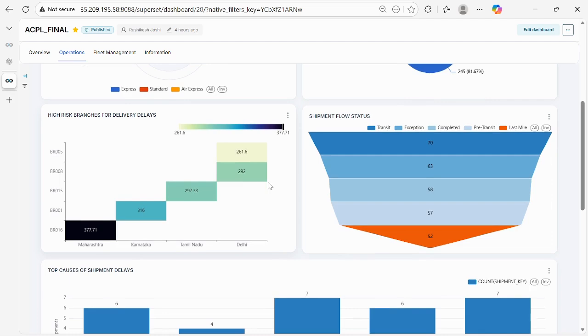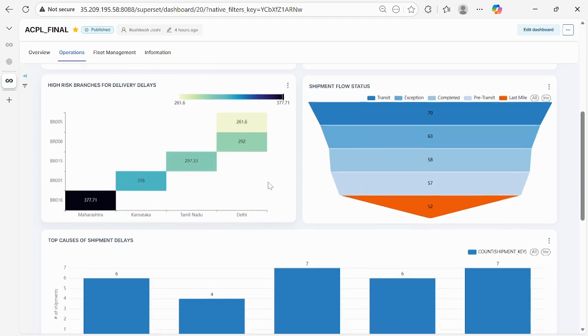Next is the shipment flow status. It is a chart that shows the count of shipments in each phase of the delivery. Any drop in this chart quickly helps us spot where the delay or issues are happening.